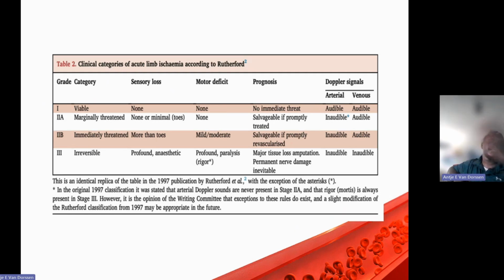So the guidelines usually say that with the Rutherford 2B, usually within less than 6 hours, you want to have already intervened with this patient, whereas with 2A, you still have about 6 to 24 hours.